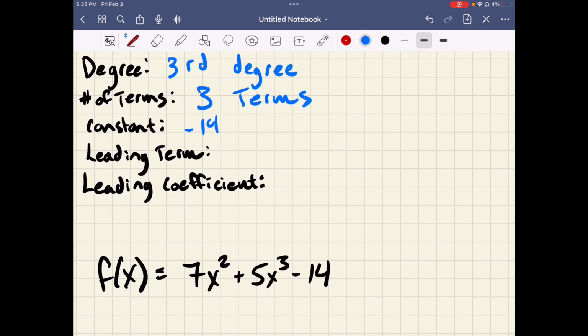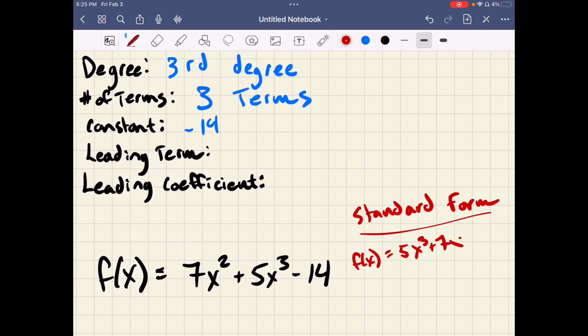Again, standard form is when I rearrange my polynomial so that the exponents are in descending order. In this case, standard form would look like this: f of x equals 5x to the third plus 7x squared minus 14. Now you can see I have descending exponents, 3, 2. Once I have rearranged in standard form, my leading term is 5x to the third, and then the leading coefficient, the number in front of that variable, is 5.